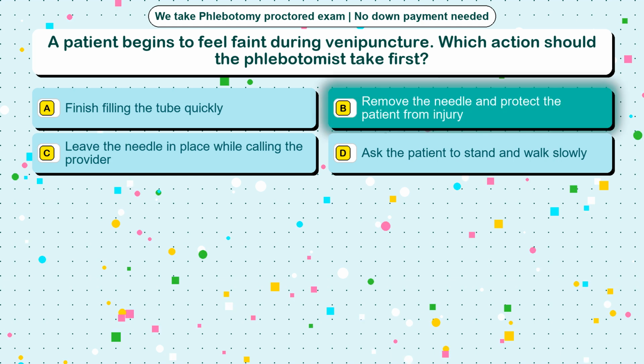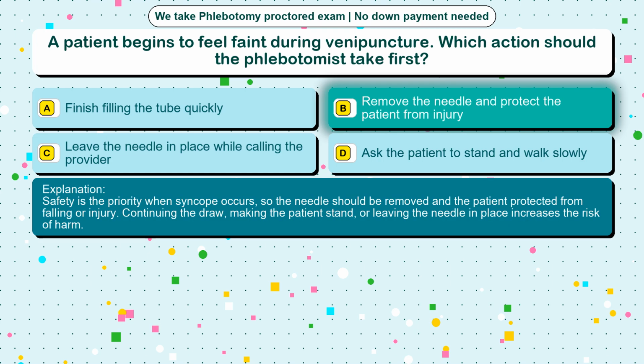The correct answer is option B. Remove the needle and protect the patient from injury. Safety is the priority when syncope occurs, so the needle should be removed and the patient protected from falling or injury. Continuing the draw, making the patient stand, or leaving the needle in place increases the risk of harm.